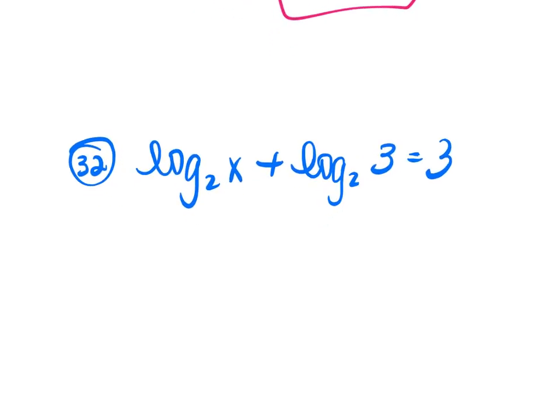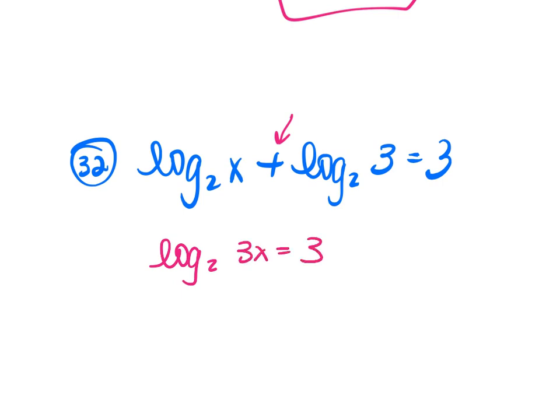Okay, moving along here. Again, we have two of the same logs on one side. Let's condense it. Let's move back together. So I can rewrite this as log base 2. Since this is addition, when we condense, it becomes multiplication. So 3 times x is 3x equals 3.